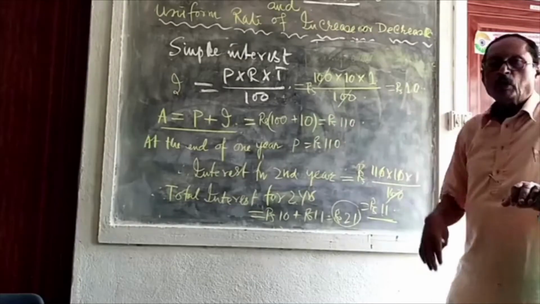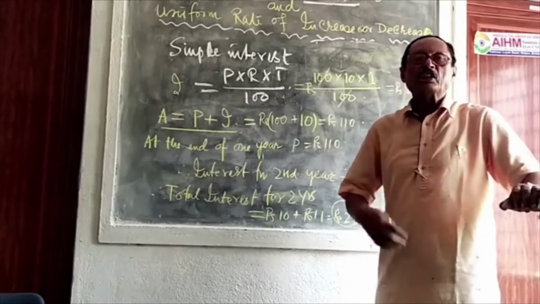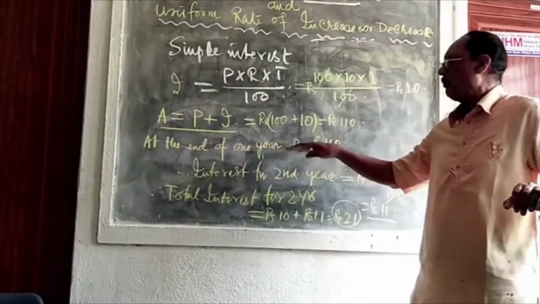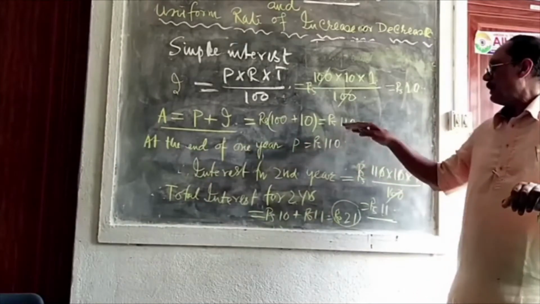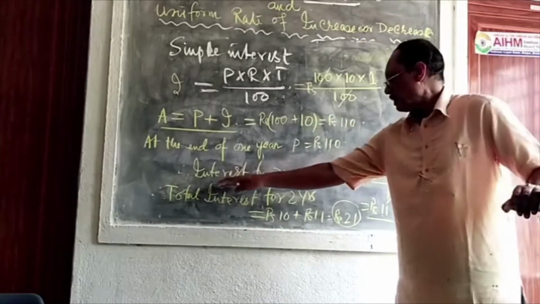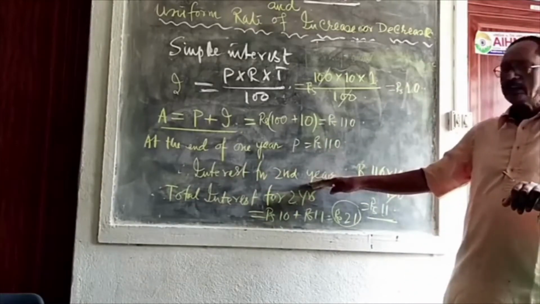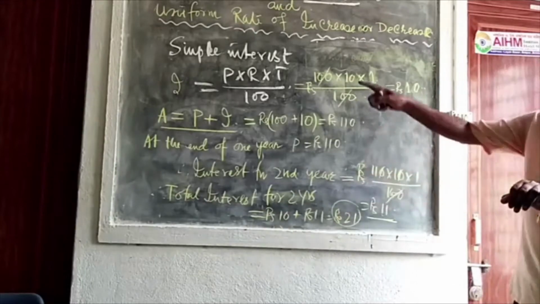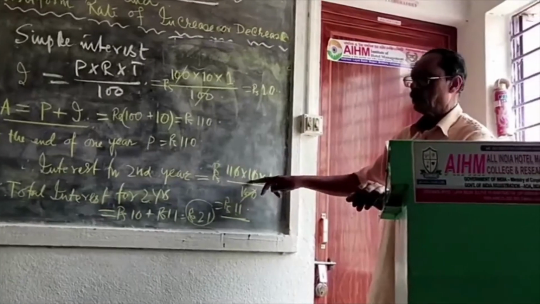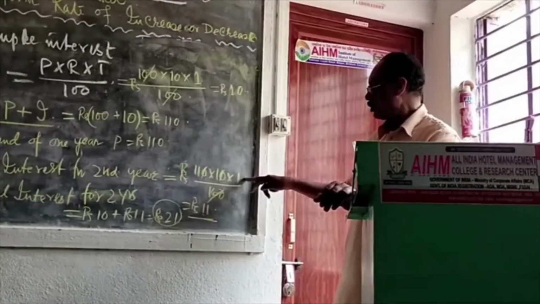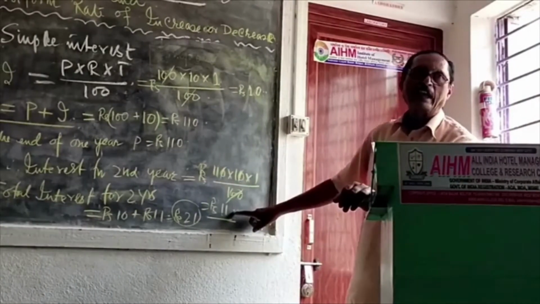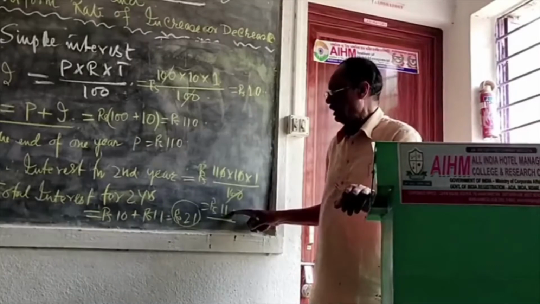If we want to invest that money for the next year at the same rate, at the end of the 1 year, our principal is how much now? Our principal is rupees 110. So interest for the second year will be calculated by the formula P into R into T by 100. Here principal is 110, rate of interest is 10%, time is 1 year, divided by 100. Calculating, we get rupees 11 for the next year.